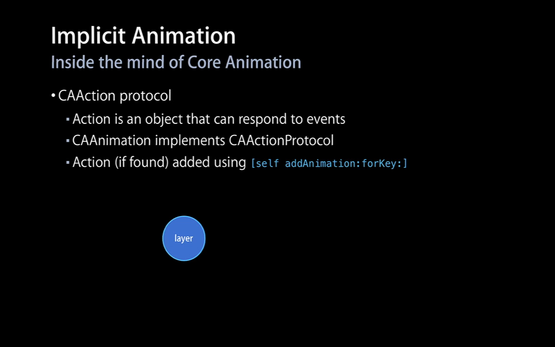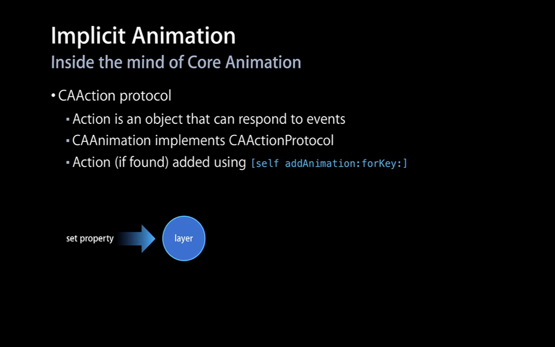So there's a protocol called CA Action Protocol, and it deals with actions which are objects that can respond to events. And typically, a typical kind of action is CA animation, which implements the action protocol. And the basic method of CA Action Protocol is to execute an action. And if an action's found when you do an implicit property change, then it's added to that layer behind the scenes using add animation for key.